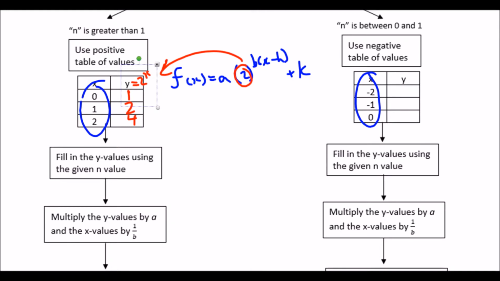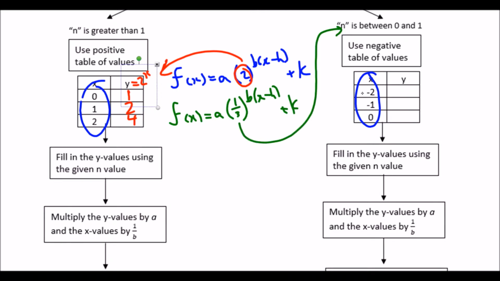What if I had this? What if I had f of x equals a (1/3)^(b(x - h)) + k? Well, in this case, my n value is between 0 and 1, so I'm going to use a negative set of values. So here this is going to be equal to 1 over 3 to the exponent x. So here I'd have 1 over 3 to the exponent negative 2. If I did that, I get 9. 1 over 3 to the exponent negative 1 gives me 3. And then anything to the exponent 0 is 1.